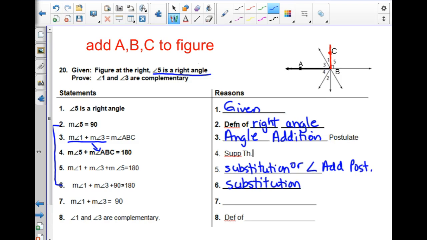How do we go from line 6 to line 7? How'd they get rid of the 90? Yep, they subtracted 90 from both sides. So that's your subtraction property of equality. And then lastly, if angle 1 and 3 add up to 90, then angles 1 and 3 are complementary. That's the definition of complementary angles. You can write comp angles with a symbol. All right, so we just proved that angle 1 and 3 are complementary.